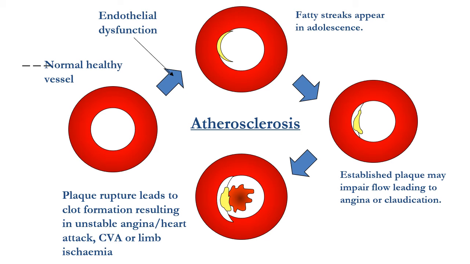So this is just a picture representation of what we've just described. On the left hand side we can see a normal healthy blood vessel. On the top we can see some fatty streaks have started to appear, and as we mentioned, these will start in early adolescence. On the right we see an established plaque, and you can appreciate that this might impede blood flow to the rest of the myocardium, and this is when a patient would get symptoms of a stable angina or claudication. And then the final picture at the bottom, the plaque has ruptured and we can see a clot has formed, and this would result in ACS, so unstable angina, an MI. If this was somewhere else, this could be an ischemic stroke or limb ischemia. So the process is the same.